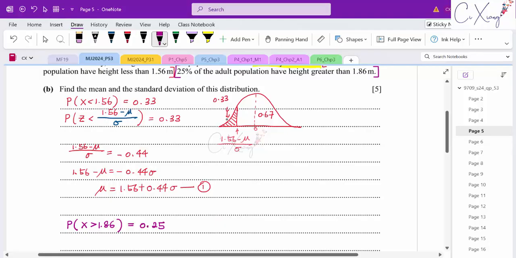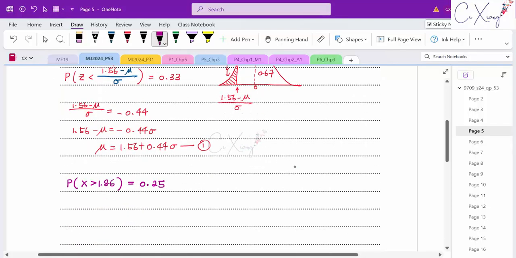The process will be the same as what we did just now. First we standardize it. I have Z greater than 1.86, so we minus the mean, which we don't know, divided by the standard deviation, which is sigma, then it equals 0.25.